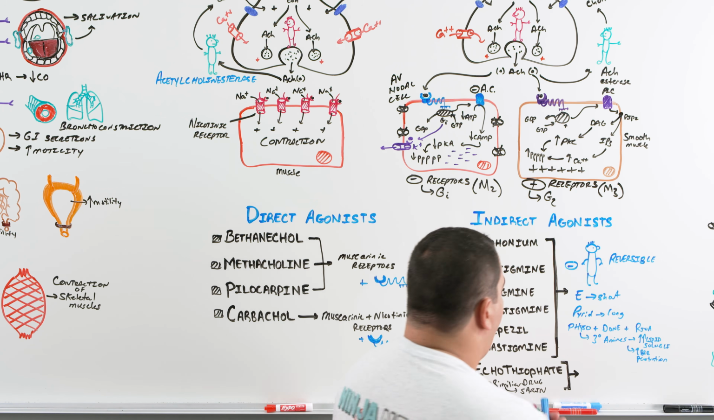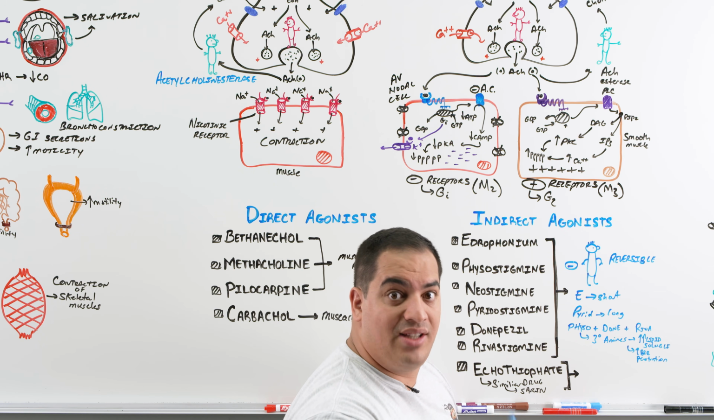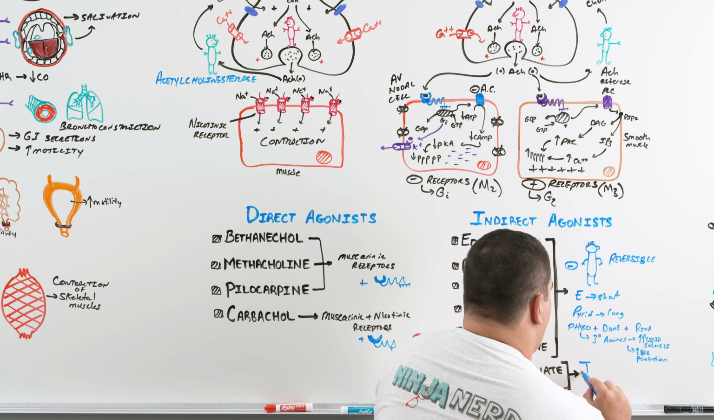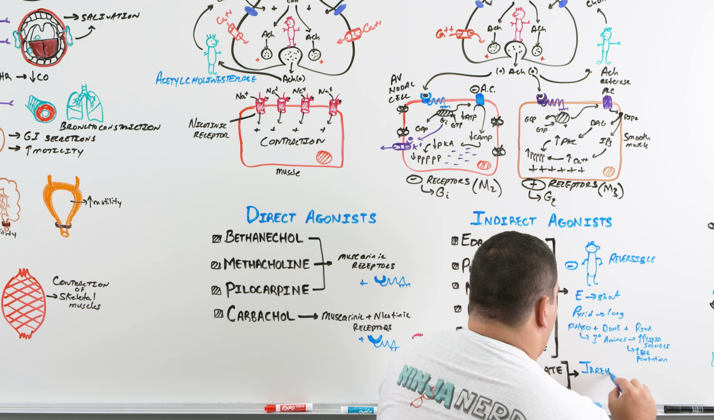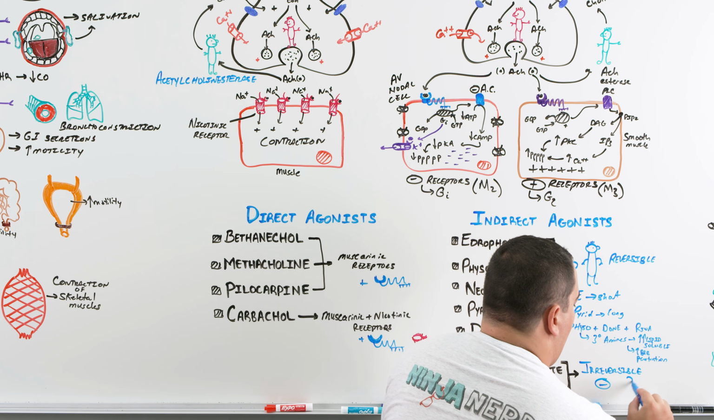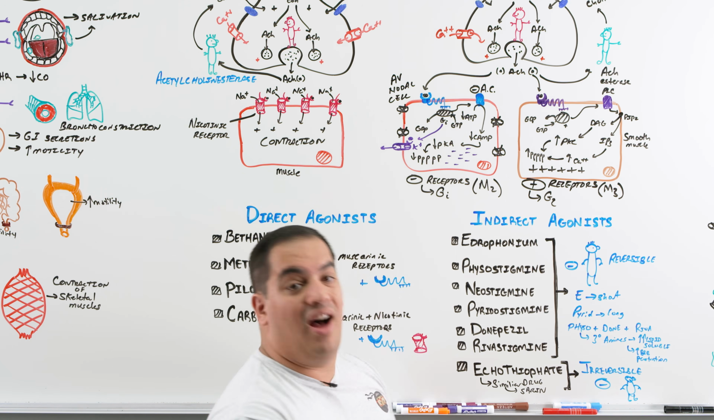What's fearful about these types of drugs, especially things like sarin or pesticides, organophosphates and things like that, is that these are irreversible inhibitors of that cute acetylcholinesterase enzyme. So you won't be able to uninhibit them.